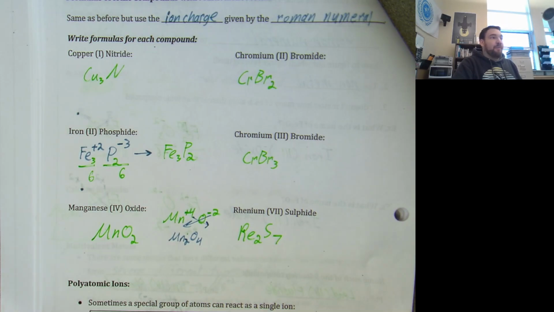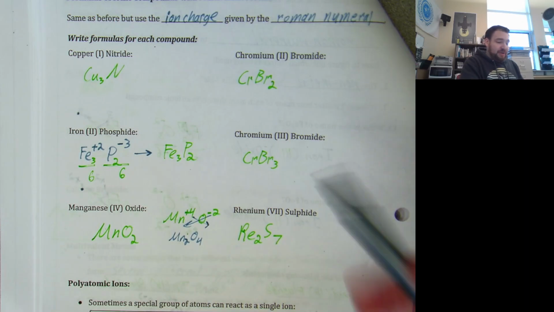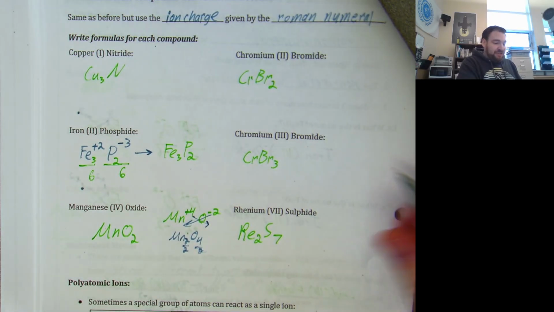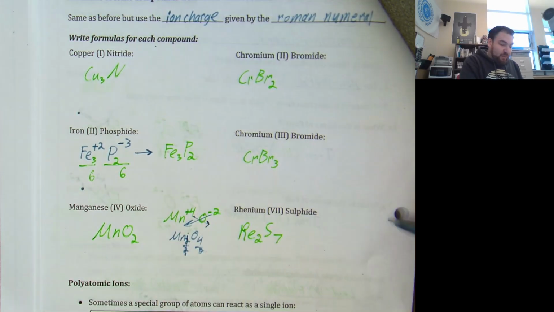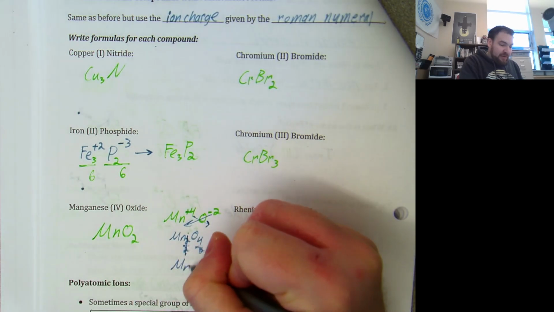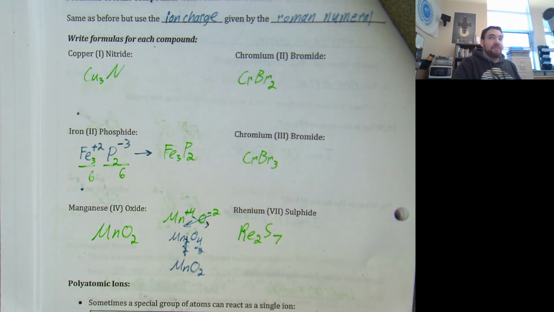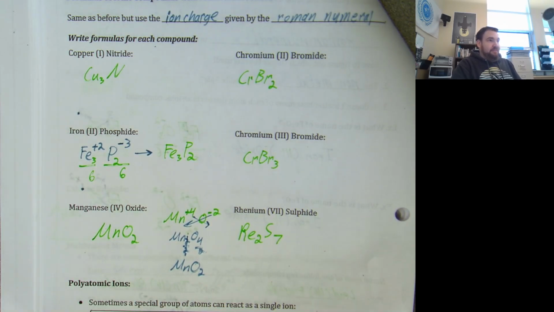So are 2 and 4 both divisible by anything? They're both even, so they're both divisible by 2. You have to divide them both by 2 to put the thing in lowest terms. The 2's are going to give me 1, I don't write 1, and 4 divided by 2 is 2. I get MnO2. If you're going to swap and drop, you have to remember that last step: if I can divide, I must. Any comments, questions, concerns? We good?